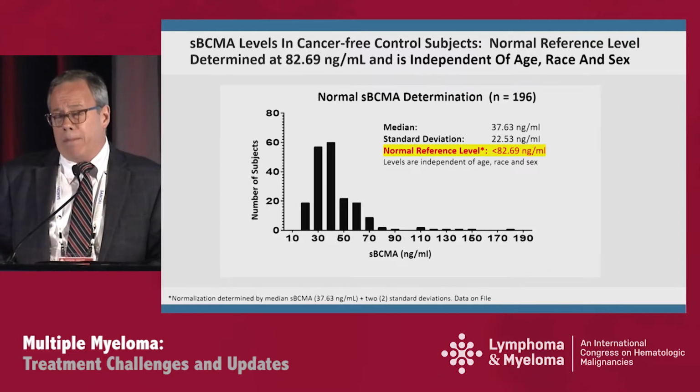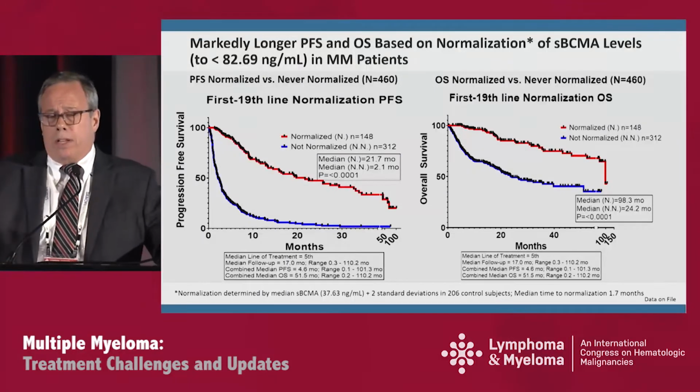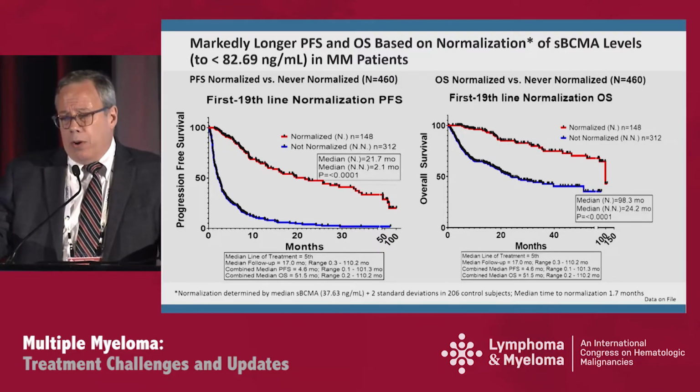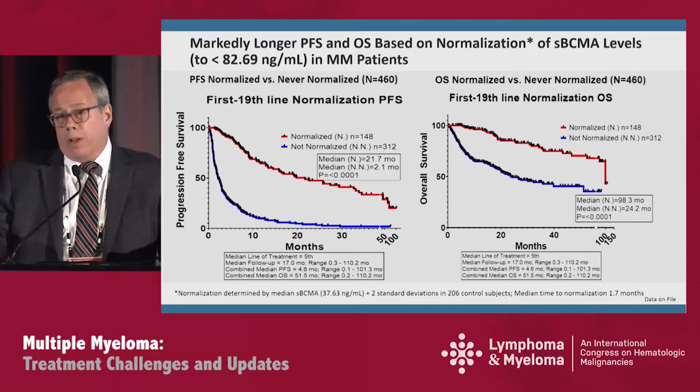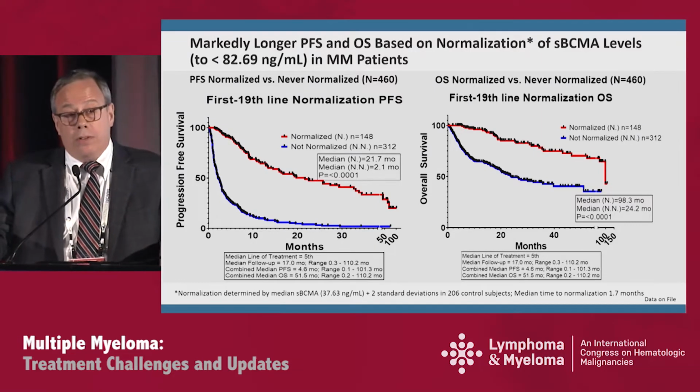So we wanted to see if patients who normalize, who did not start out normal, did that actually predict outcomes, both PFS and OS? So we've done that on 460 patients, 460 treatments among about 200 patients. And what you note on the left-hand side, these are patients both in frontline through 19th line of therapy. Median number of lines was 5. There's a dramatic difference. Those patients who achieved a BCMA of normal range, less than 82.69, had actually a 22-month PFS. It's 1/10 that at 2 months if you didn't.